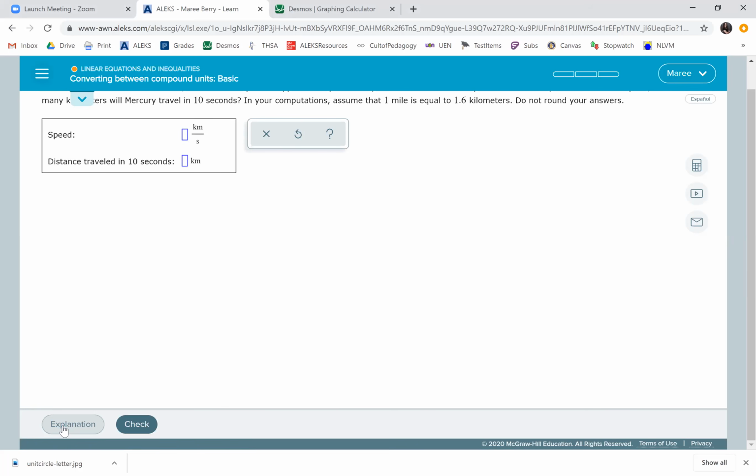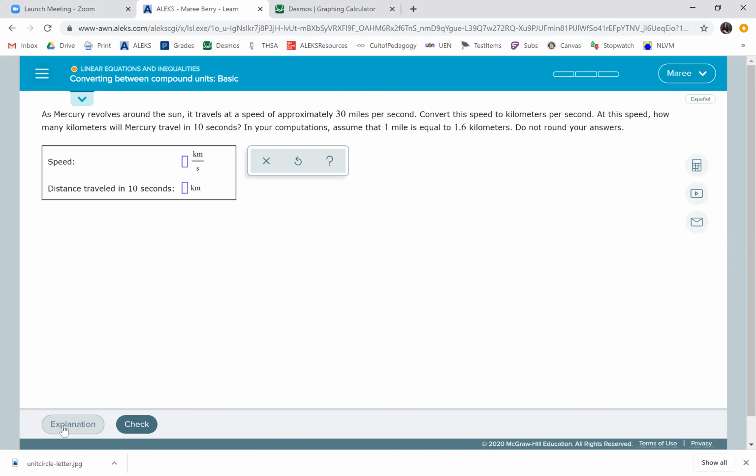So this next one, we're going to write down what we're given. Mercury revolves around the sun. It travels approximately 30 miles per second. So I'm going to write that down. Convert the speed to kilometers per second. At this speed, how many kilometers will Mercury travel in 10 seconds? So we're going to wait to answer that one first. First, we're going to convert to kilometers per second.